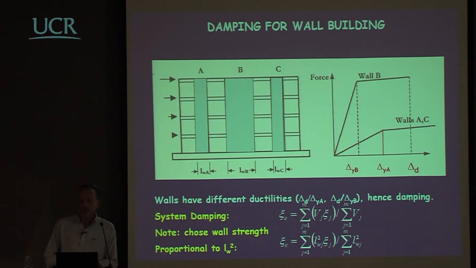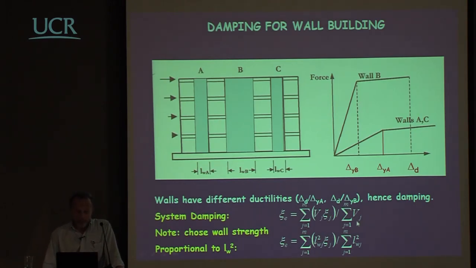A situation that is interesting to evaluate is the combination of walls of different width. If you have walls of different width, as has been discussed yesterday, it is impossible to have the same ductility demand in the different walls. So you end up having different values for the ductility in the walls, and therefore different values for the equivalent damping in the walls.